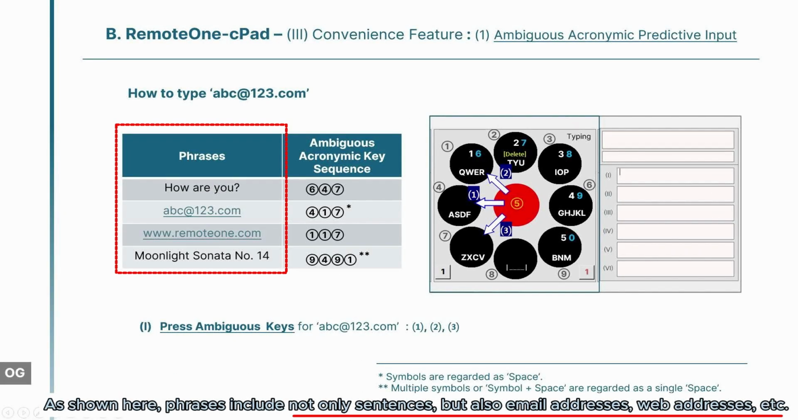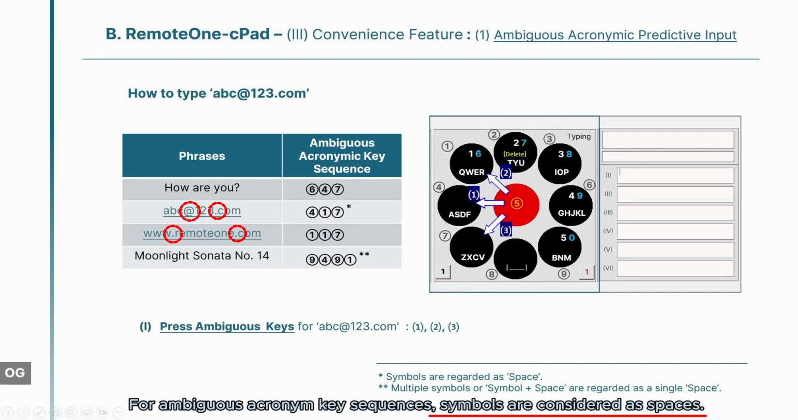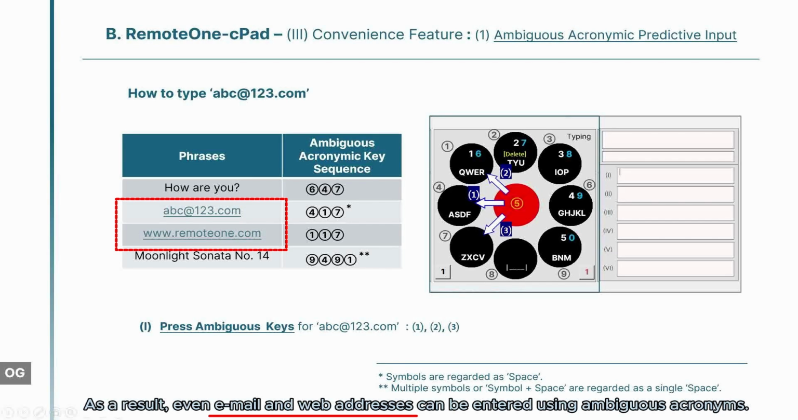As shown here, phrases include not only sentences, but also email addresses, web addresses, etc. For ambiguous acronym key sequences, symbols are considered as spaces. As a result, even email and web addresses can be entered using ambiguous acronyms.